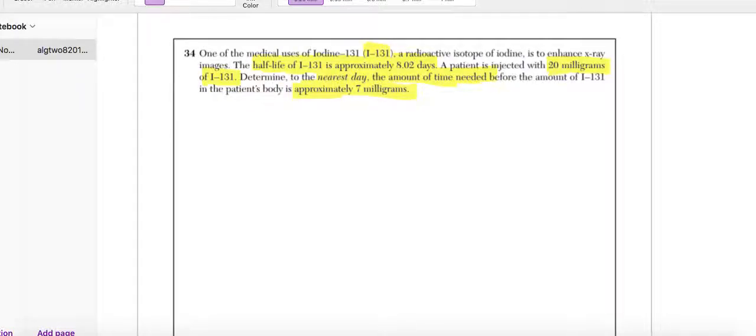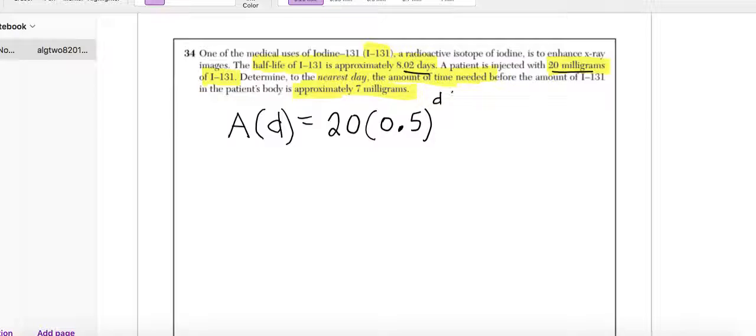Okay, so I'm going to do this algebraically, even though it didn't say to, because I'm not sure what they were looking for. So if I want the amount of I-131, I'll just say that after D days. Remember, half-life means it's decreasing by a factor of 1/2 or 0.5, right? The initial amount is 20 milligrams. So the amount after D days will be 20 times 0.5. It's to say it decreases by 50% every 8.02 days. But it's not to the D power because it's once every 8.02 days.